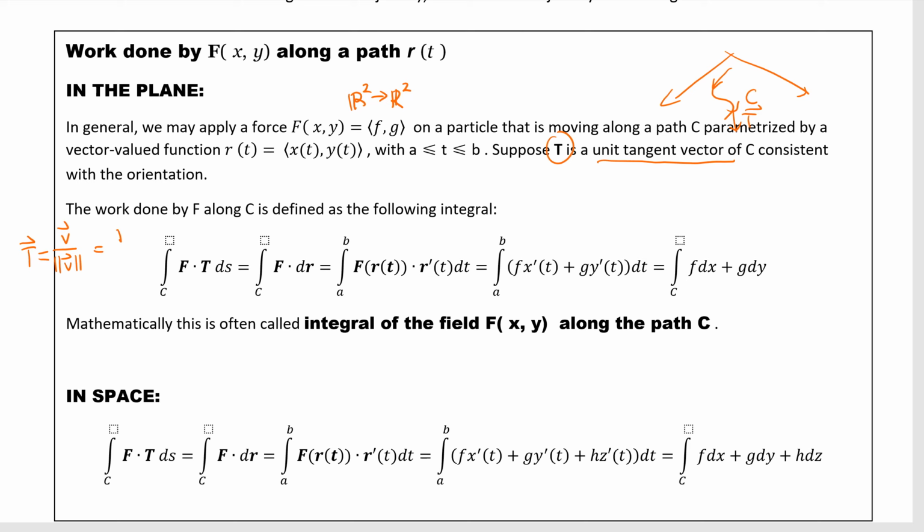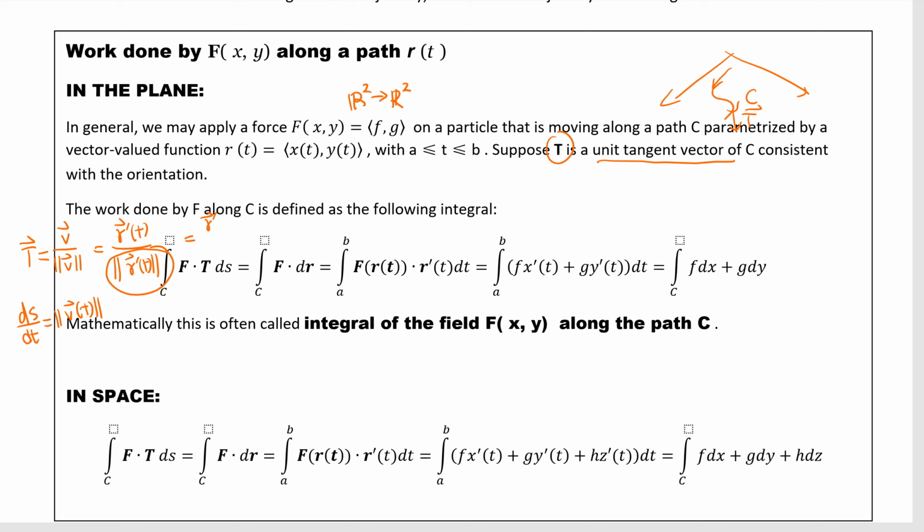Well, that is gamma prime of t, the derivative of the displacement, over the magnitude of gamma prime of t, right? And we also know ds/dt, this is the same as the speed v, right? Okay, that's the arc length parameter. So that is why we can replace this by ds/dt.